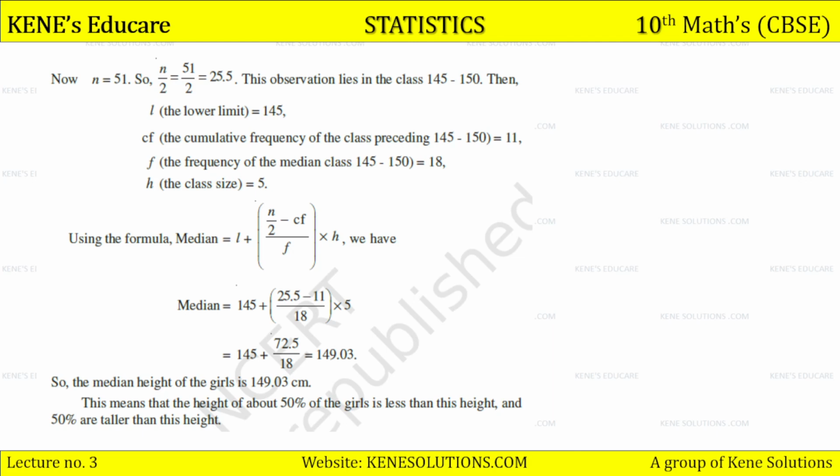So the median height of the girls is 149.03 centimeters. So this means that the height of about 50% of the girls is less than this height and 50% are taller than this height. Okay, understood?